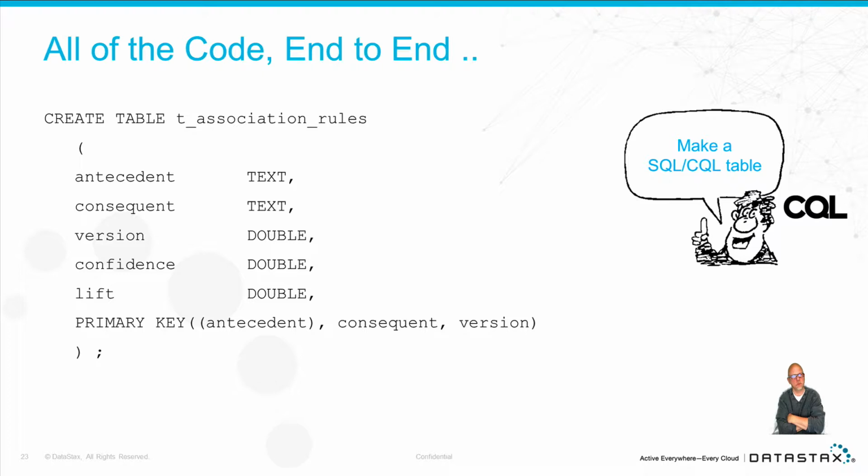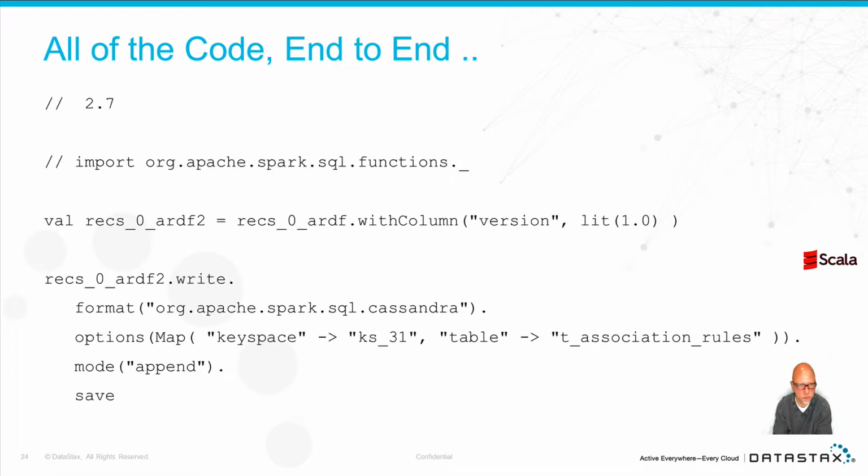So we're going to create a table called T for table association rules. It's got 4 columns, plus I'm going to insert another column called version. That's where we're going to add number 1, number 2, or A and B. I guess I called it a double, so it's going to have to be a double. And I partition keyed on antecedent, so that'll be my lookup key. And I can sort by consequent and version. A little bit of Cassandra internals there.